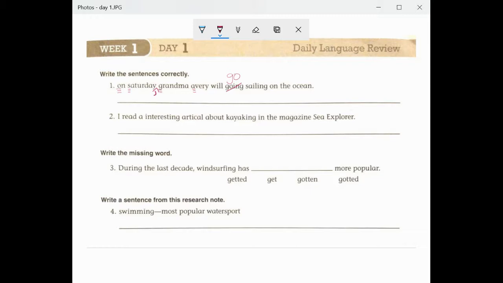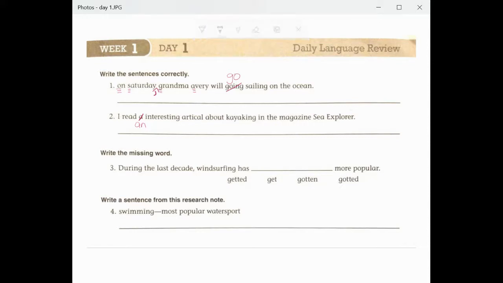Sentence number 2. I read a interesting article about kayaking in the magazine Sea Explorer. Okay, well, there's some good stuff in here, but first of all, I read a interesting article is incorrect. If the word starts with a vowel, you have to use the word an in front of it. I read an interesting article.